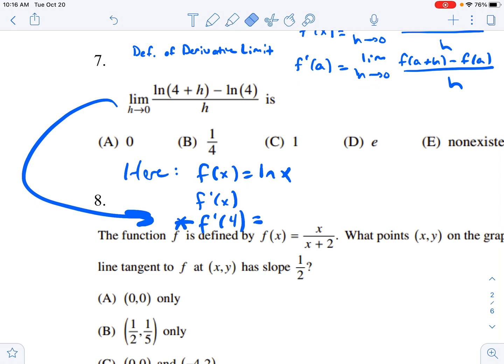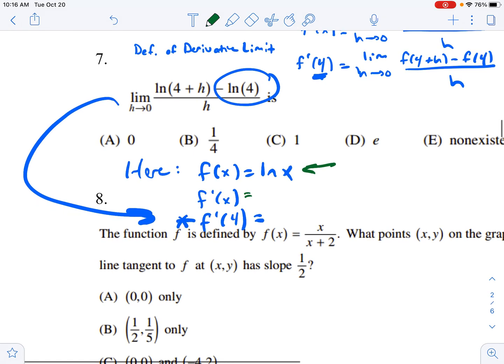In fact, if I replace the letter a with the number 4 here, that's what we have, where our function is the natural log function, and we're evaluating it at 4. So now we know what we're doing. The function's ln of x. This limit means take the derivative and evaluate at 4. Well, the derivative is 1 over x, and to plug 4 in, we get 1 over 4 back.